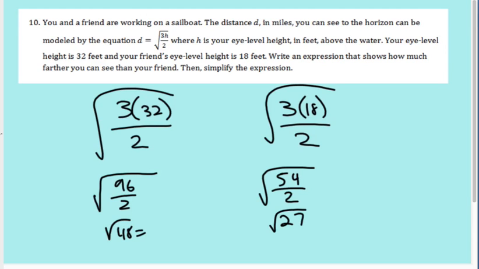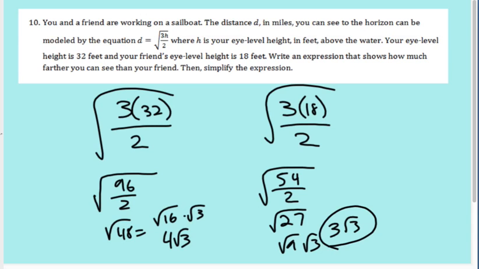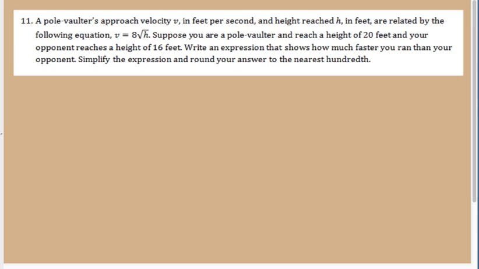So this becomes, remember, split this up into 16 and 3, so 4 square root of 3. So he is going to be broken up into 9 square root of 3, so that's 3 square root of 3. So simplifying the expression is that you're going to see one more square root of 3 farther than he is, which you can multiply together, calculate, and get an actual number.